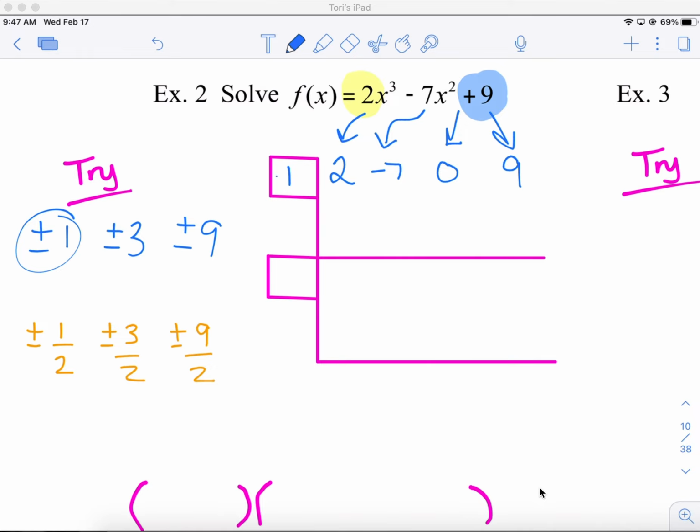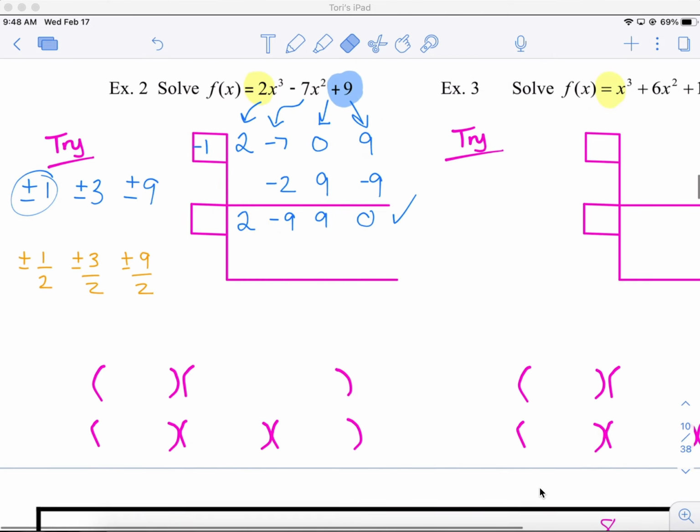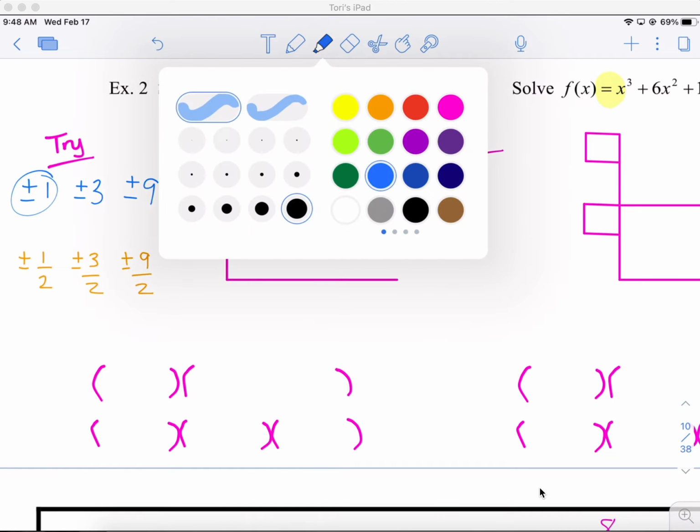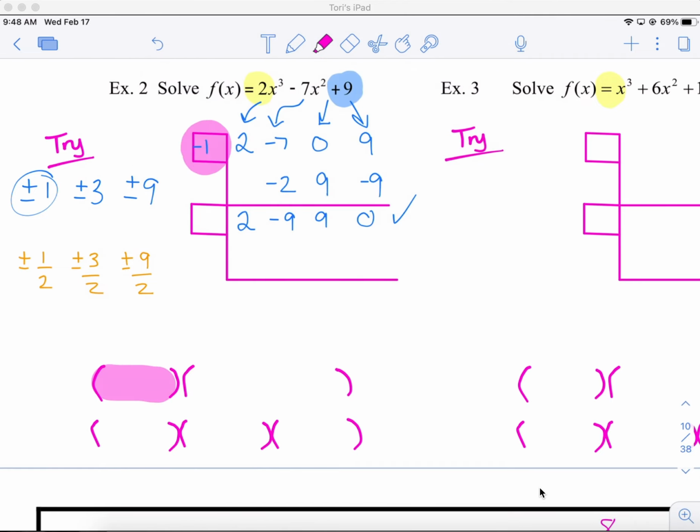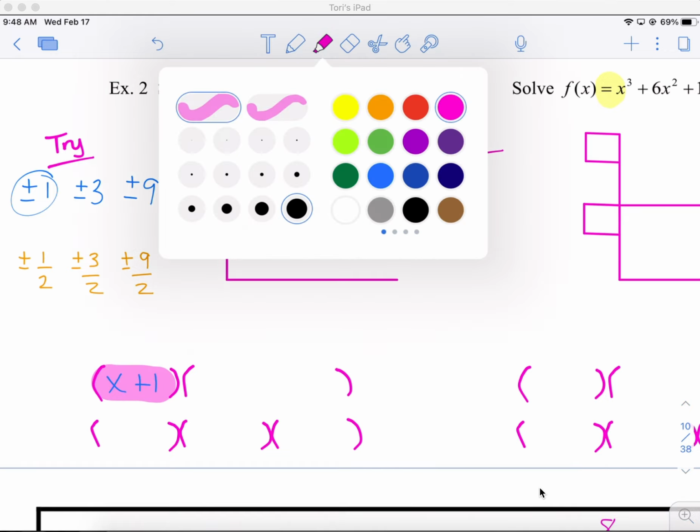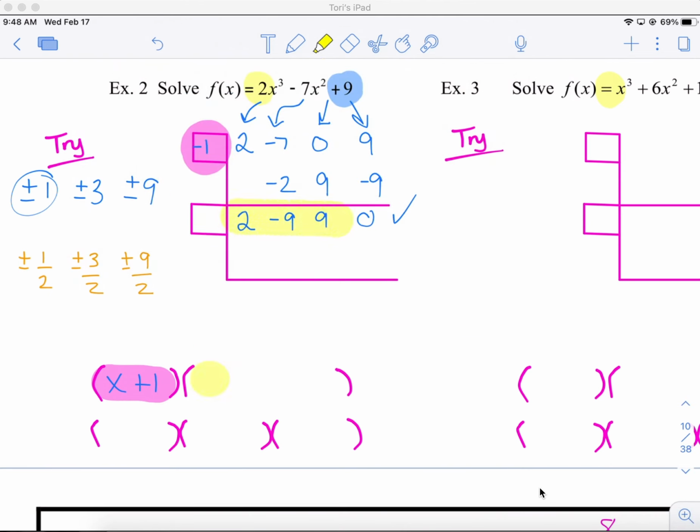Let's try a -1. Bring down the 2. Multiply. Add them together. Multiply. Add them together. Multiply. Add them together. All right, the second one we tried works. So I'm going to go ahead right now and remind you that this guy is going to make a factor. So he changes the sign to x plus 1. And this guy is going to be what's left in here. So we have 2x squared minus 9x plus 9.